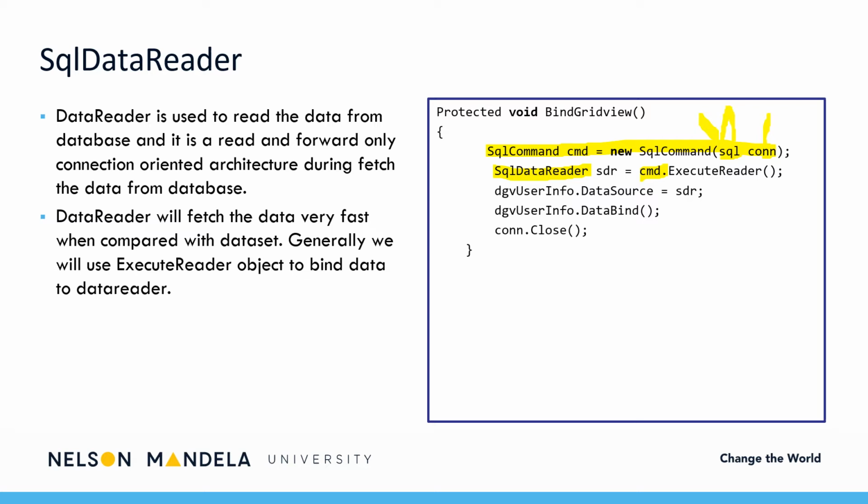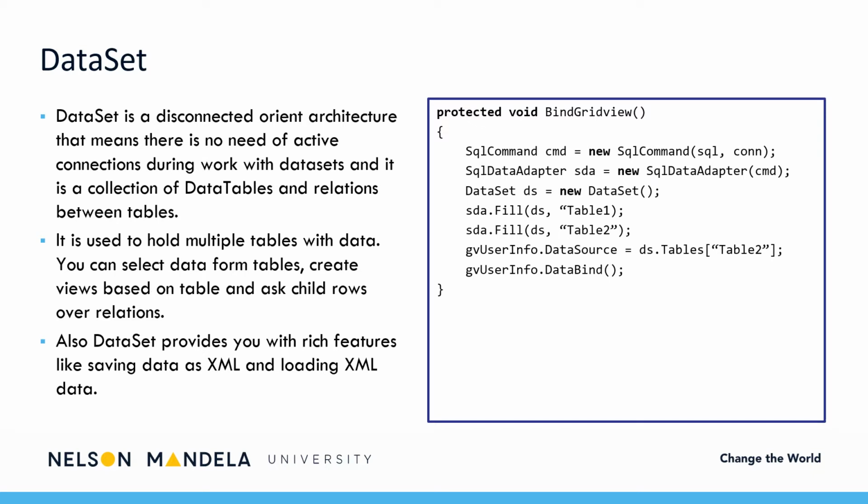And then the data grid view has a data source. So the data source is the data that is going to be read by the data reader, and then it's just going to data bind that. Okay, and then you always need to close your connection. And then the second type of data holder. So you can only use one, either data set or a data reader. So that is a data set.